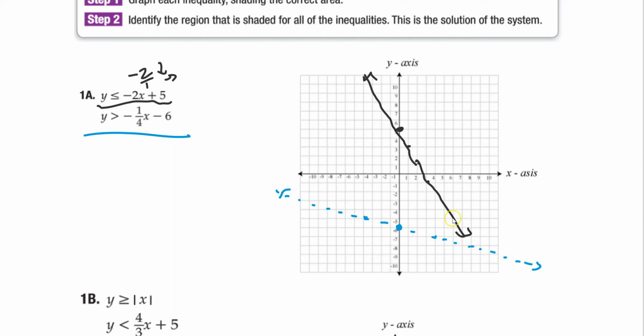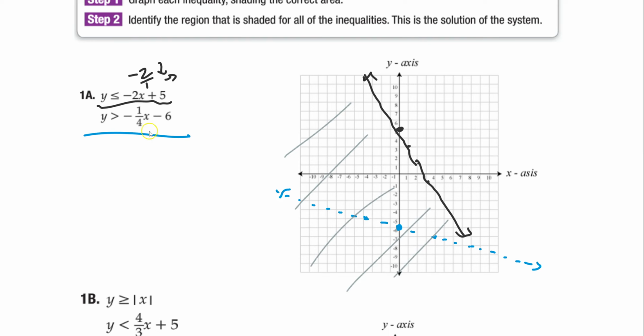They're going to cross right here, but eh. Now I got to shade it. Now again, the shortcut is, it's in proper notation, so I can just follow it. Less than means below. Greater than means above. If you want, you can pick a test point and see which way it is. But honestly, the easiest way is this. Below. So this one's below, so I'm shading all this.